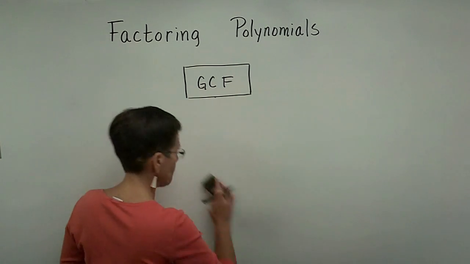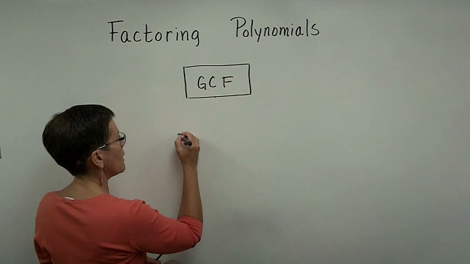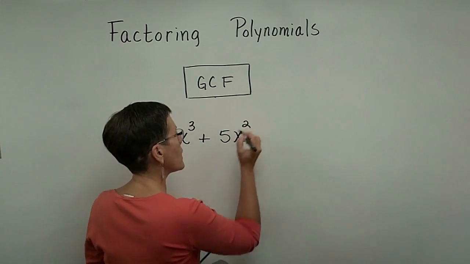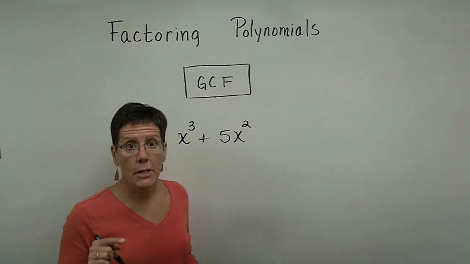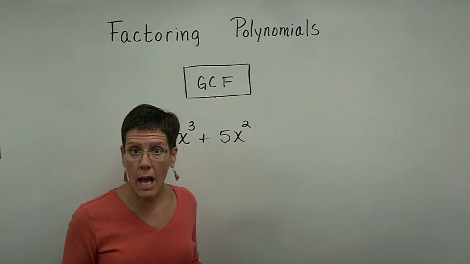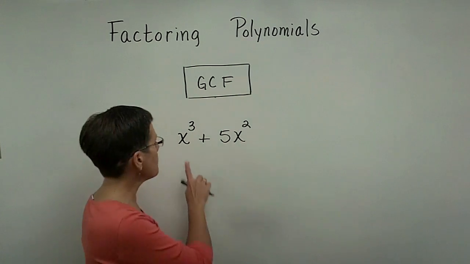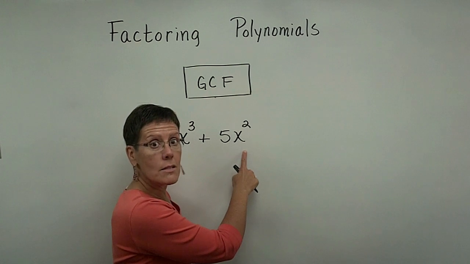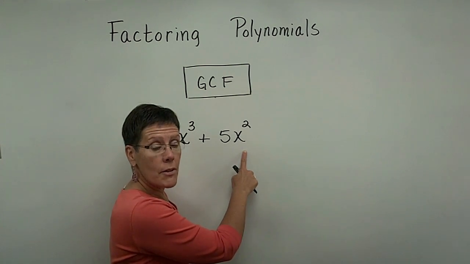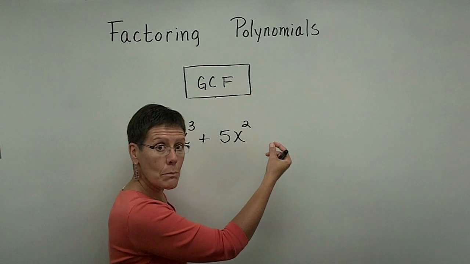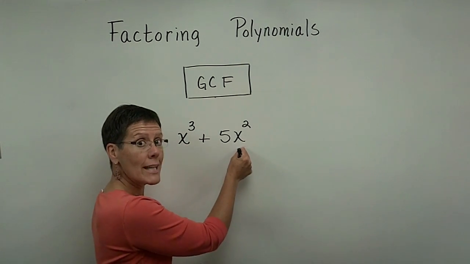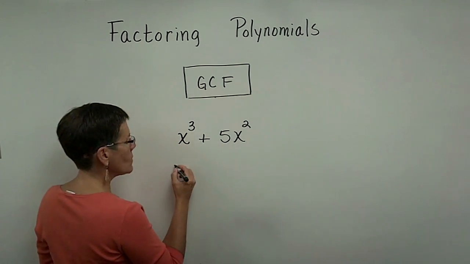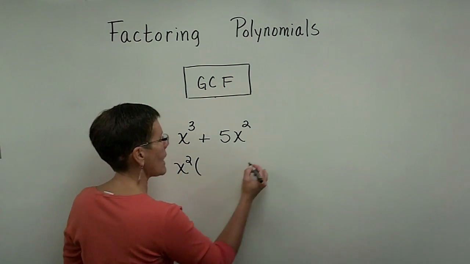Let's look at another one. So let's look at x to the 3rd plus 5x squared. In this problem, there is not a numerical coefficient that they share in common, but they do both have the variable x. This one has an x times itself 3 times, and this one has an x times itself 2 times. The greatest common factor is that variable x to the 2nd power. I cannot get out of this one x cubed. The most I can get out of it is x squared. So that's the greatest common factor. I'm going to pull that out.